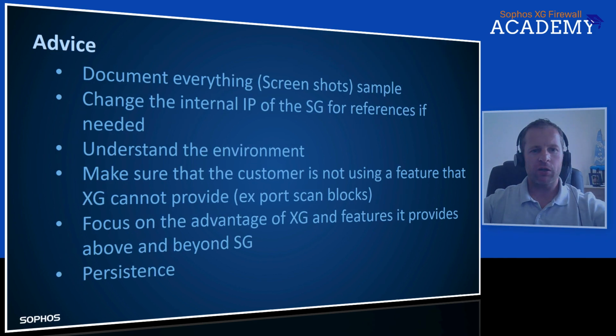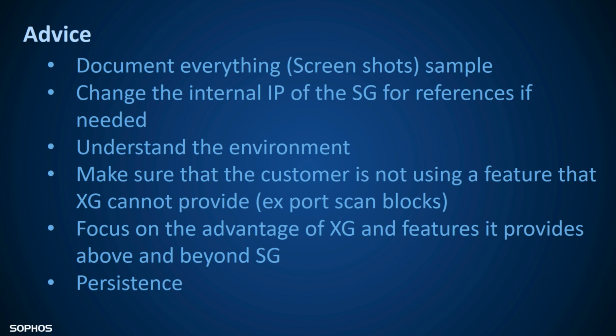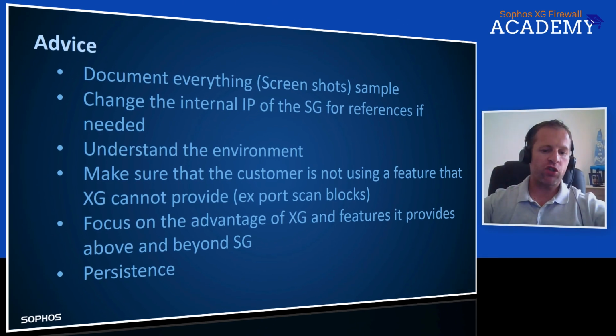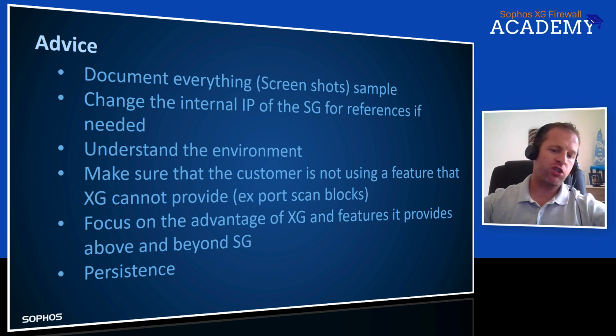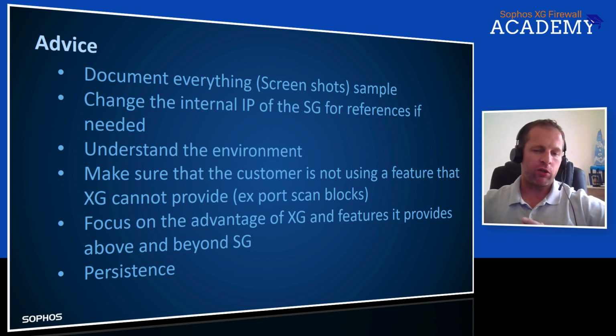Then some advice I could give you is to document everything, with screenshots as samples. I will show you something that I did for this customer. If you want, take screenshots of the SG deployments. I think that really helped me, because the problem is we didn't want to change anything on the SG, so that if the change failed, we'd have to plug the SG back in, and therefore we didn't want to change the IP address of the internal network to reference back to it.